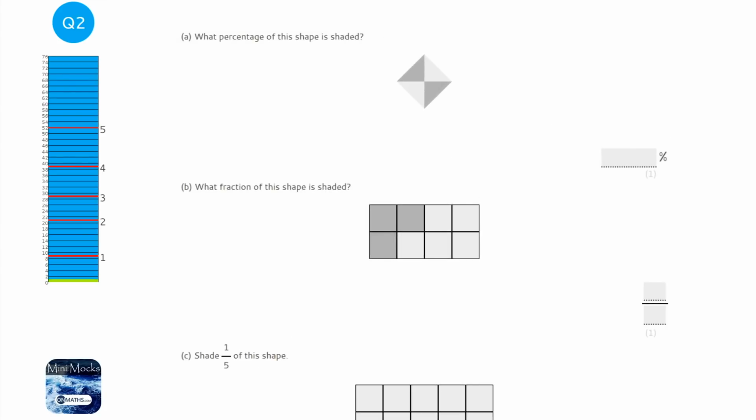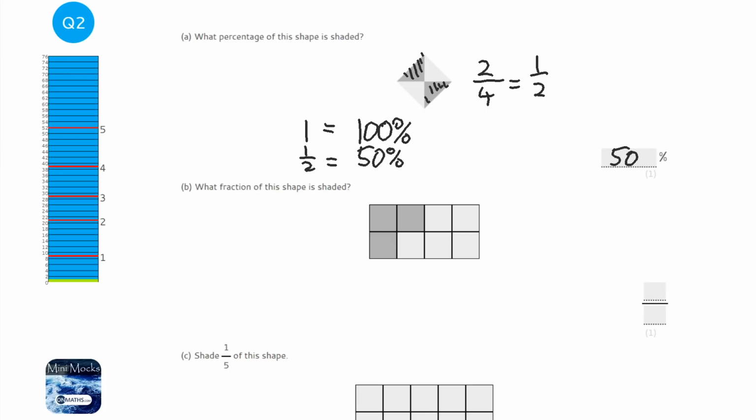So for this question we're asked to find the percentage of the shape that's shaded. There are 4 sections in total and 2 of them are shaded. So as a fraction that would be 2 over 4. Well, we can halve top and bottom, so it's a half. And you can see there that half of it's shaded. So what is half as a percentage? Well, a whole as a percentage is 100%, so a half is 50%. And if you didn't know that, you need to practice knowing the main percentages. A tenth is 10%, a hundredth is 1%, and a quarter is 25%.